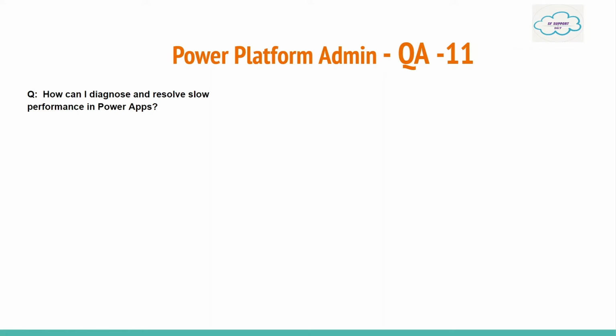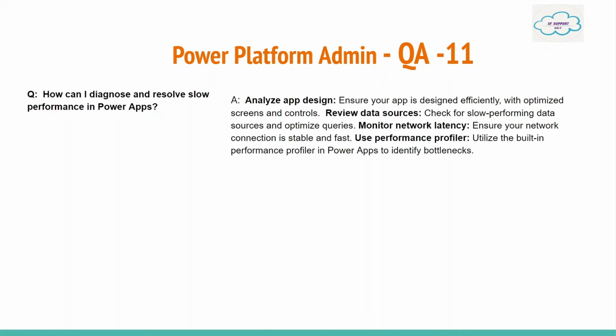Question: how can I diagnose and resolve slow performance in Power Platform? Analyze app design first. Ensure that the app is designed efficiently with optimized screen controls. Review data sources. Monitor network latencies and use performance profiler. That really helps to give you recommendations where you can optimize the performance of the Power App.